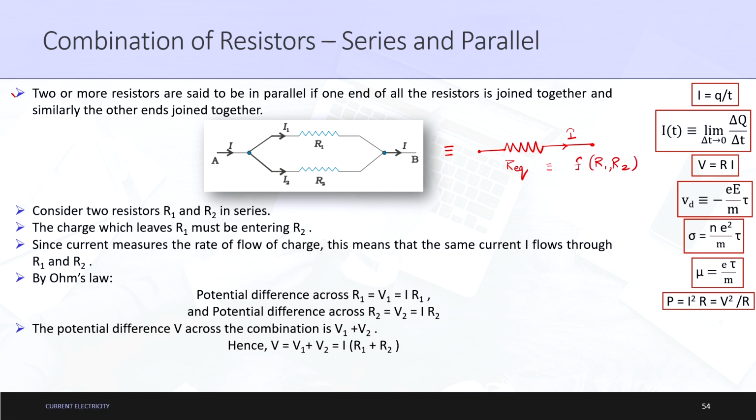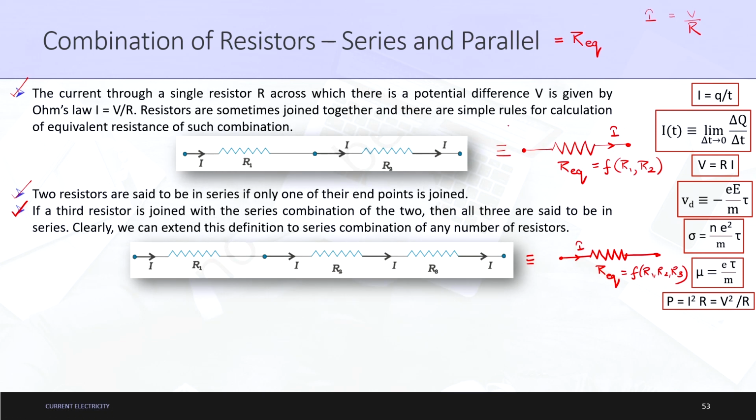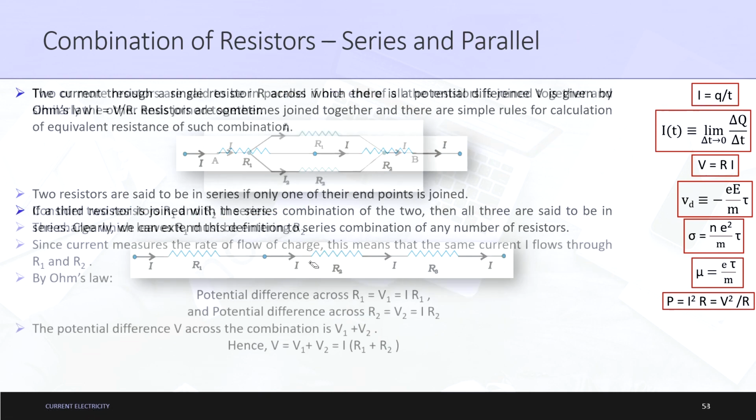Now let us move on to the derivation for the series combination of resistors. Let us consider two resistors R1 and R2 in series. We can take this as an example for that. Let us consider those R1 and R2 to be in series.